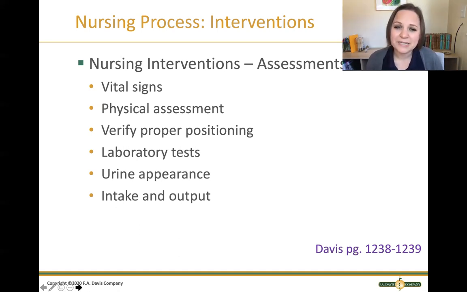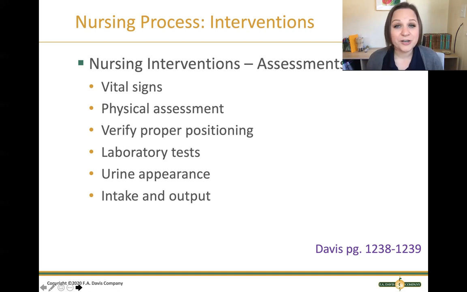We would want to do lab tests so we can check our white cells for risk of infection. We can check a D-dimer if we're concerned about a pulmonary embolism. And we can check hemoglobin if we're worried about anemia related to hemorrhage.